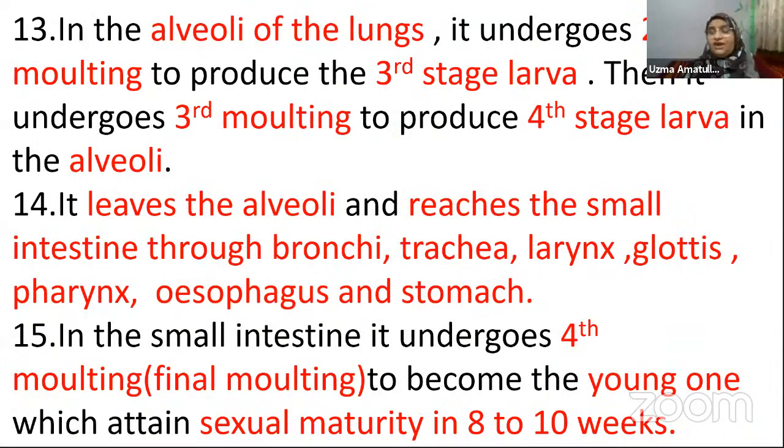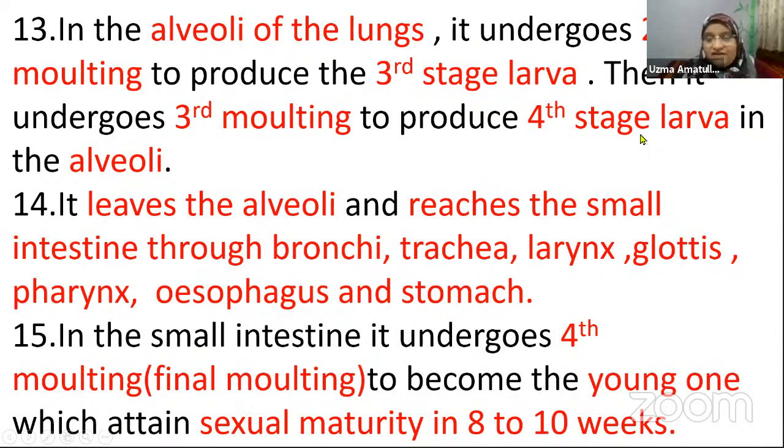Now from there it will reach the lungs. In the lungs, it will reach the alveoli of the lungs. What are alveoli? These are sac-like structures which help in exchange of gases, oxygen and carbon dioxide. So in the alveoli it undergoes second molting to produce the third stage larva. Here molting takes place. First molting is in the soil, second in the alveoli. And then it undergoes third molting, again in the alveoli. So how many moltings are there in the alveoli in the lungs? 2 moltings, second and third, to produce the fourth stage larva.